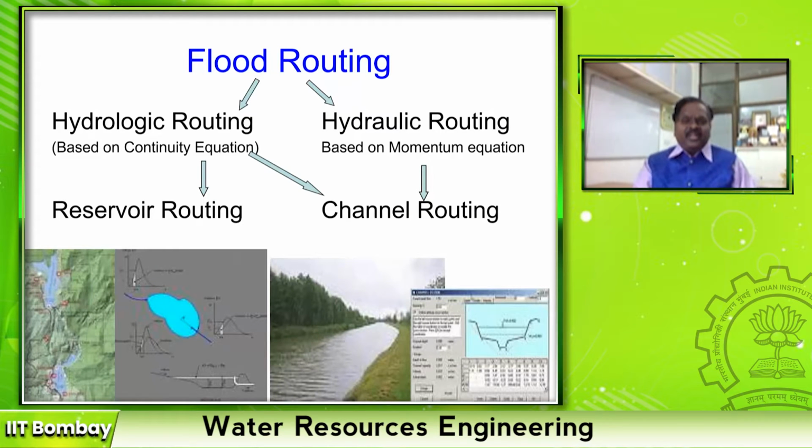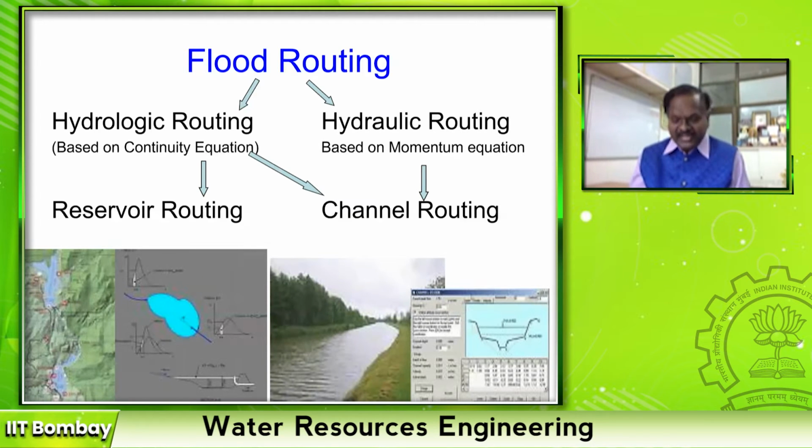Depending upon the length of the distance between upstream and downstream, there are two types of flood routing. One is called reservoir routing and another one is called channel routing. Reservoir routing is also called hydrologic routing, because in hydrologic routing I balance the volume of water between upstream and downstream, or the discharge in the upstream and downstream, which causes the storage.